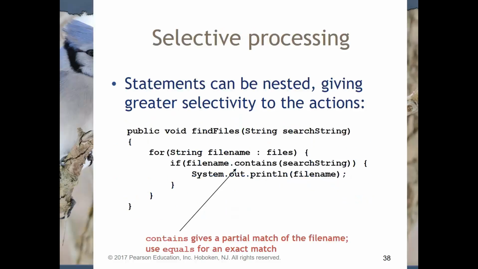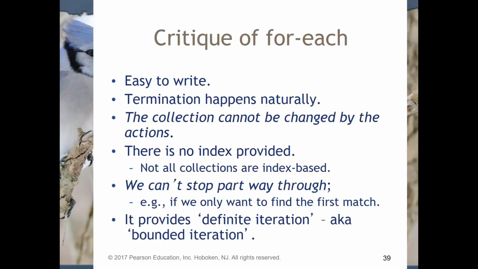Okay? Selective processing. Statements can be nested, giving greater selectivity to the actions. So in this case, let's see, contains a partial match of the file name. So here you have a for, inside I have an if, inside of that I have a System.out. Okay? It's just a simple example that they're giving you.